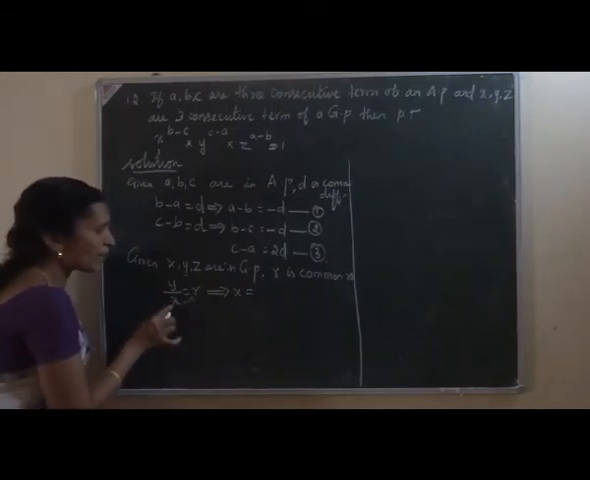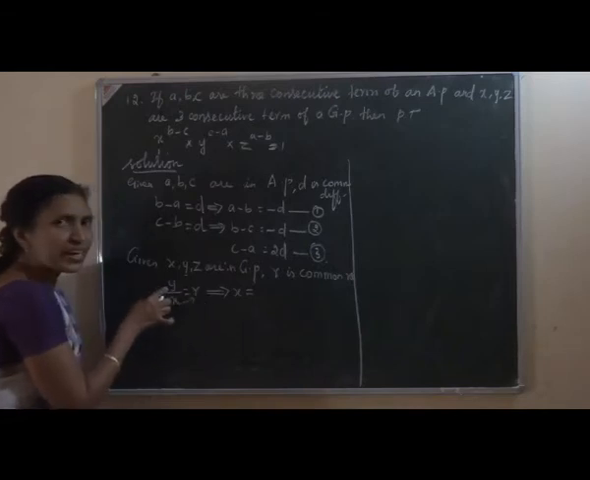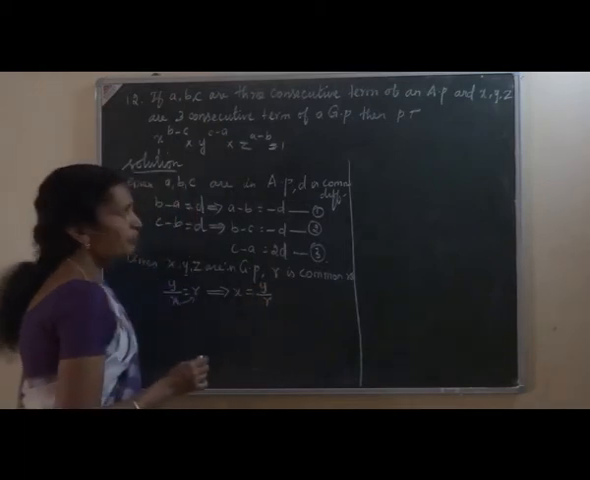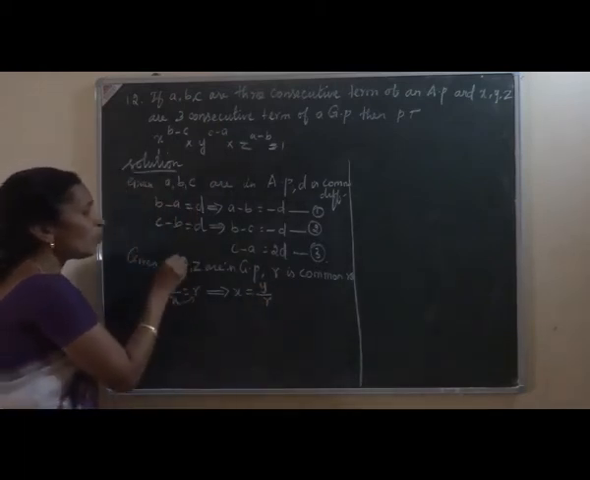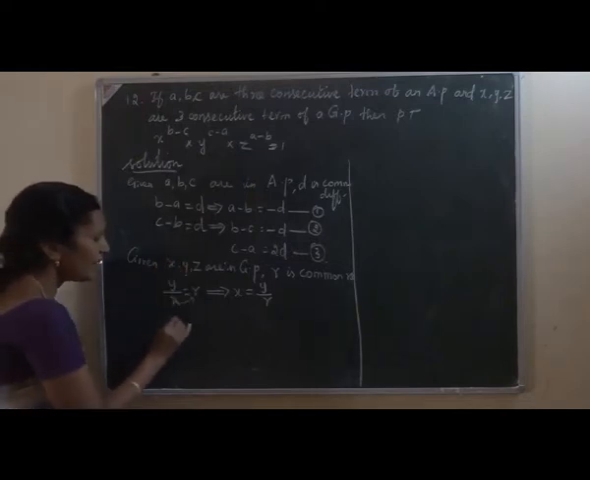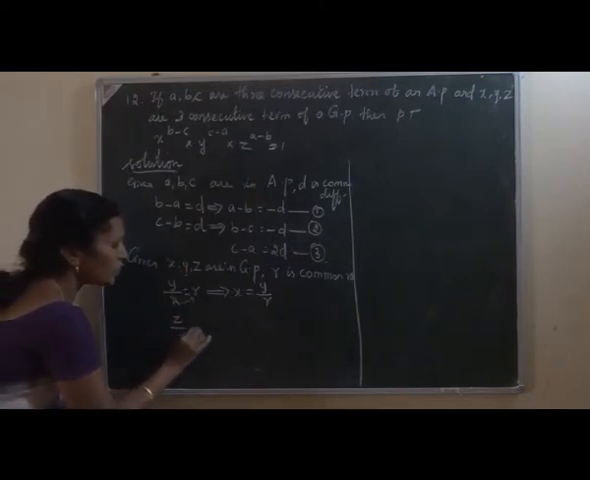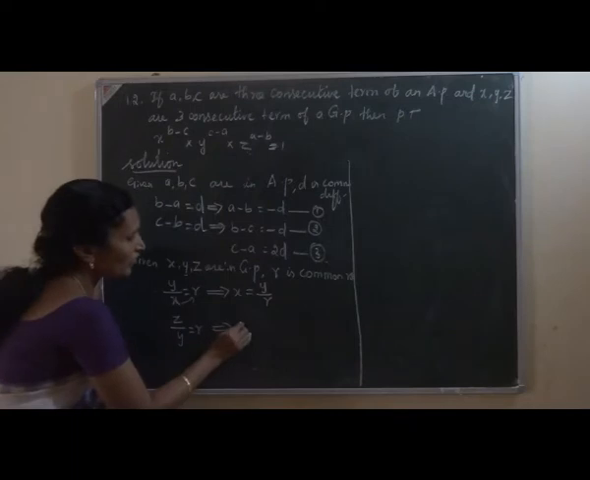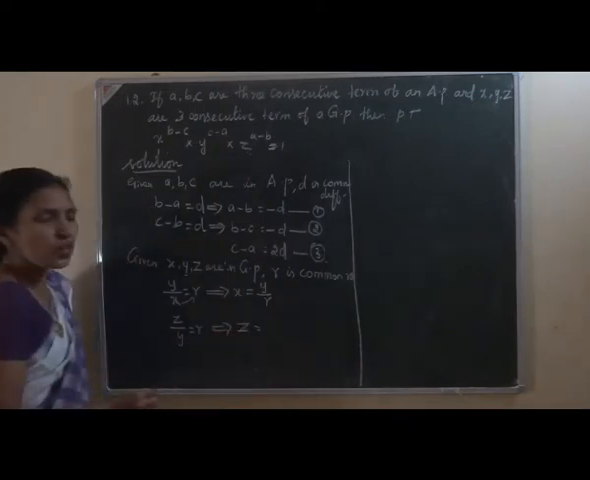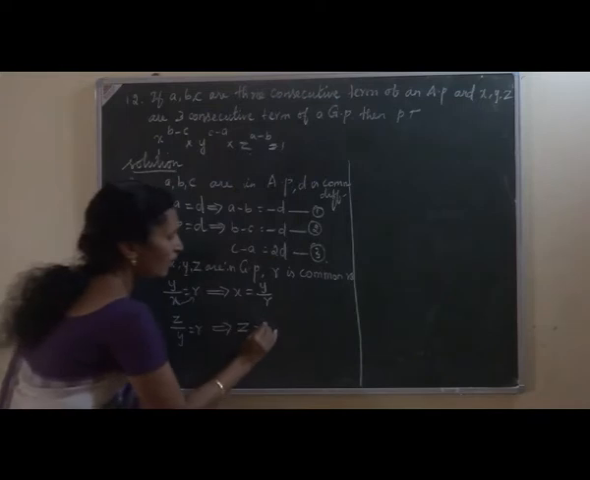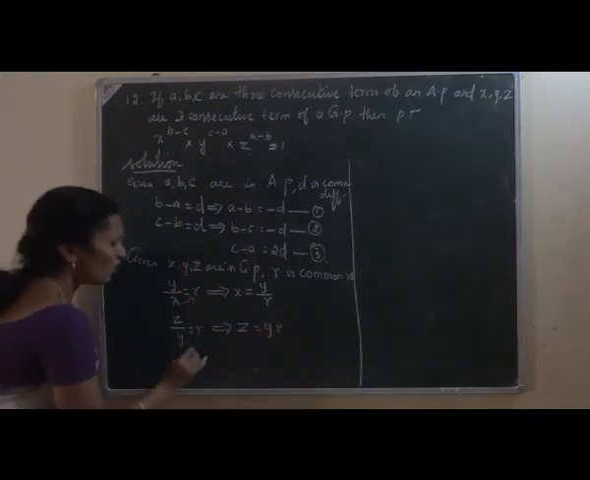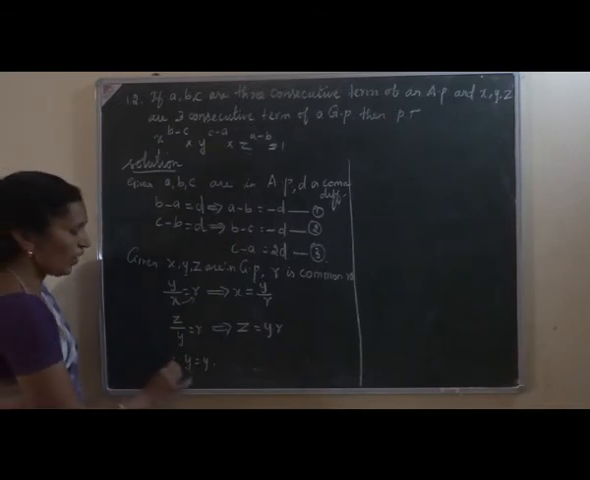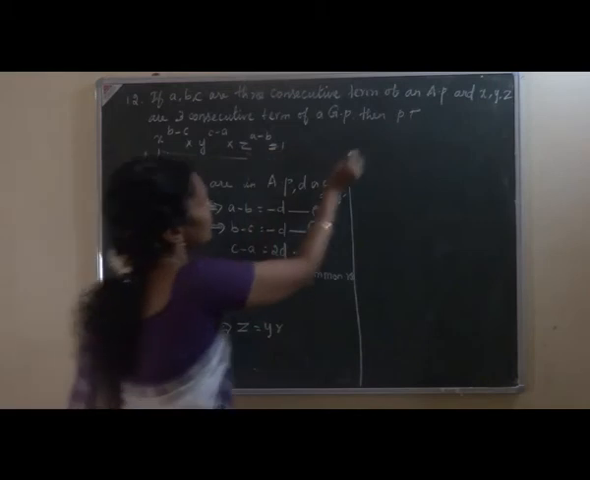Next, Z by Y equal to R, right? Then here Z is there, so how do you get the value of Z? Z equal to YR. Y you need not change anything, Y equal to Y. Now come to the question.